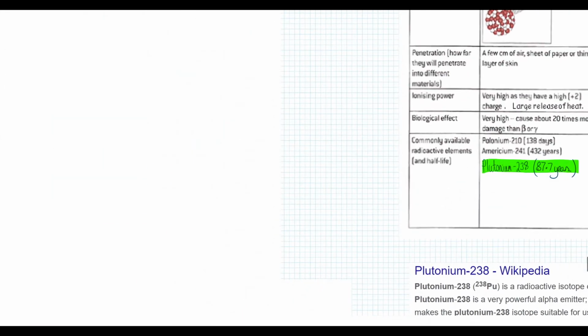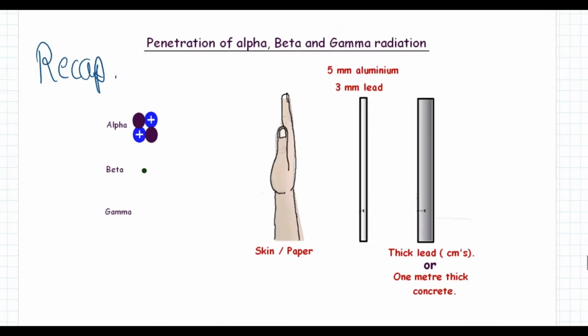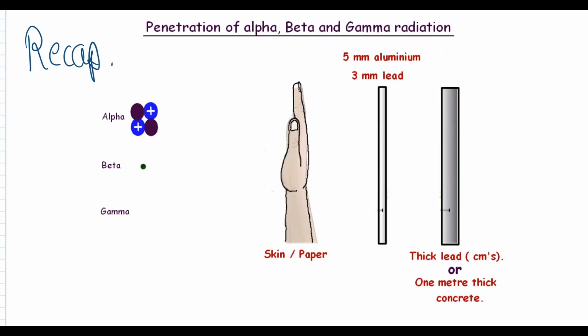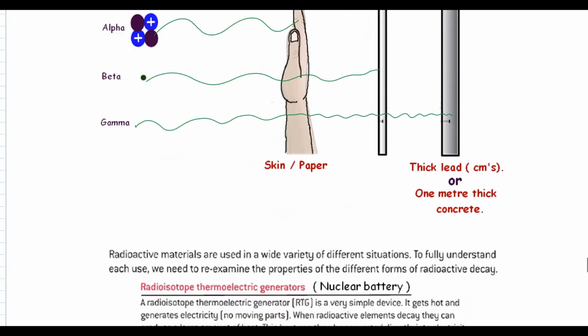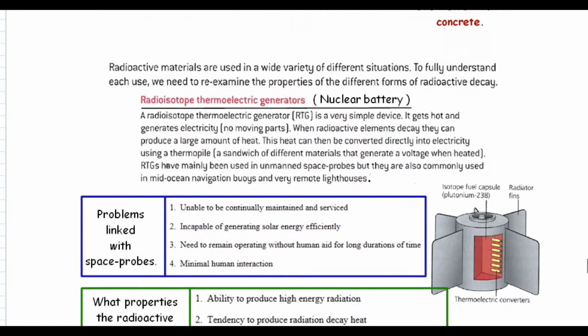Quick recap before we go any further. Just remember the different penetrating powers of alpha, beta and gamma. Alpha can't go in through skin. That's why outside the body it's harmless. Beta can go through skin, but it can't go through either 5 millimeters of aluminium or 3 millimeters of lead. Gamma can go through both, and you need a few centimeters of lead or a meter of concrete to absorb it.